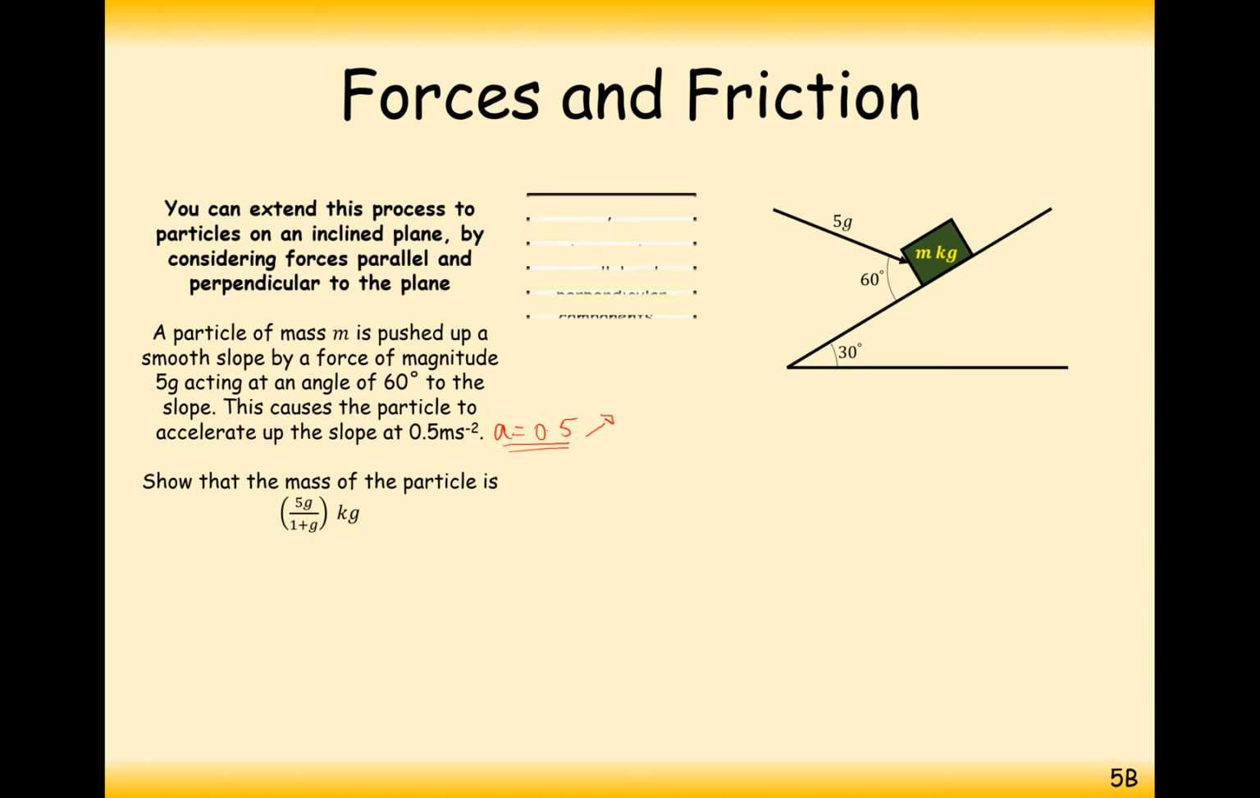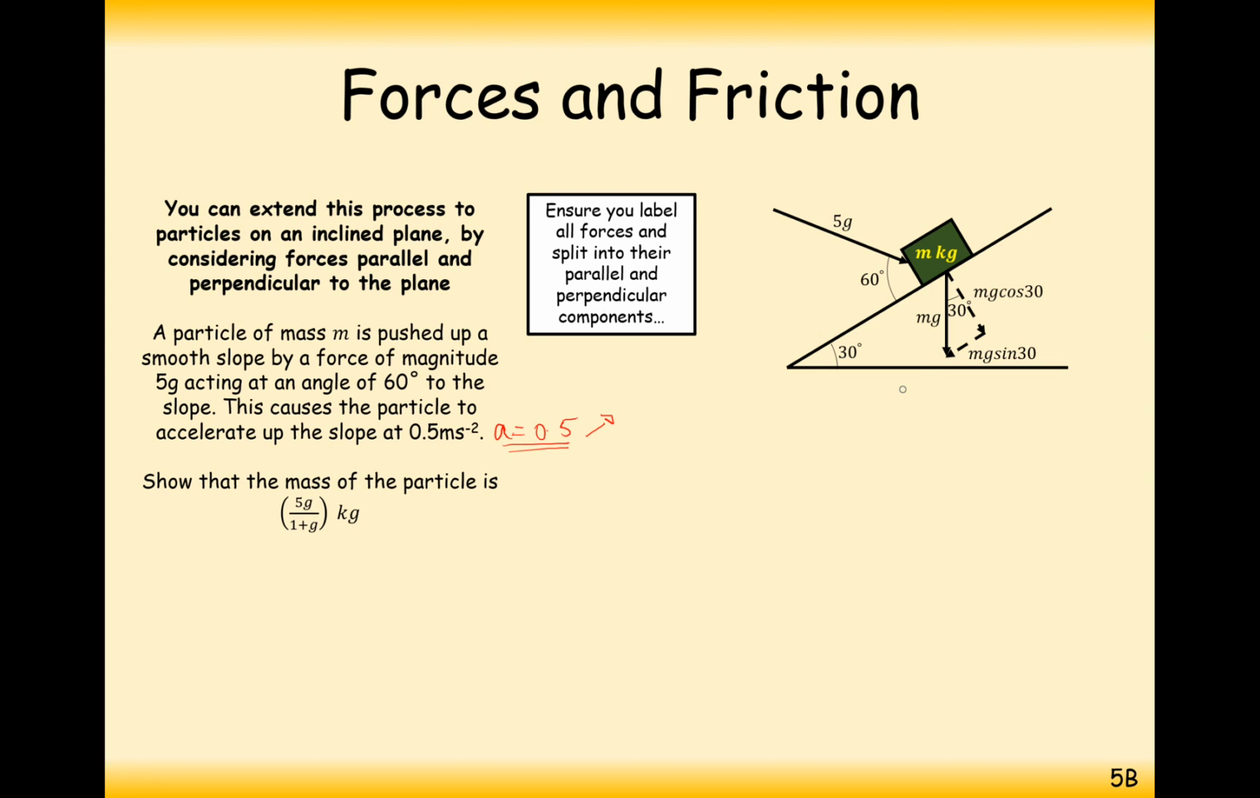The first thing I would do in this question is to label my mass force, or my weight force, and then resolve that weight force. So I'll have mg cos 30 going in the perpendicular direction and mg sine 30 going down the slope. Now this 5g Newton force here also needs resolving at an angle of 60 degrees. This is not a force that's acting perfectly up or down the slope, it's a force that's coming in at an angle. So we need to resolve this force as well.